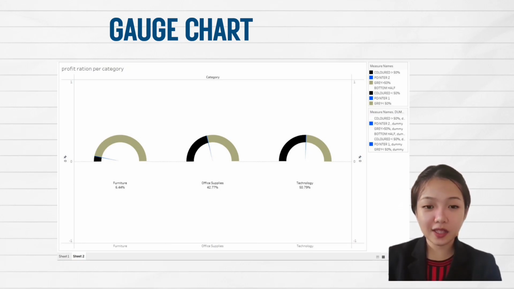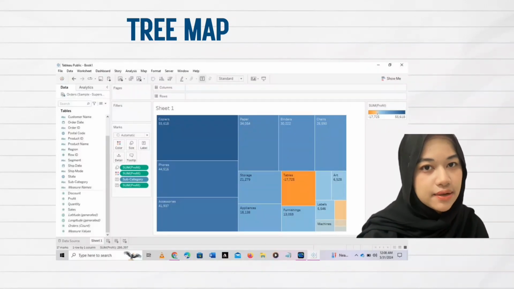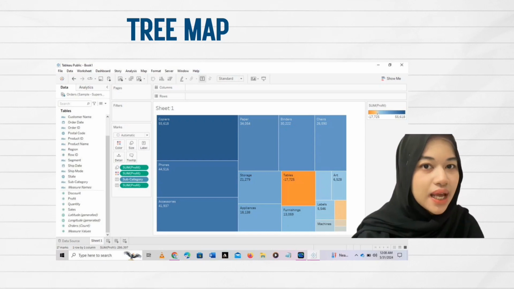Now, technology stands out as the most profitable category, comprising 50.79% of the profit ratio. This highlights the dominance of technology products in generating profits, overshadowing both furniture and office supplies. In summary, the profit distribution reveals the significant role of technology in driving profitability, followed by office supplies and furniture in descending order of contribution. TreeMap is a data visualization that is using hierarchical data.